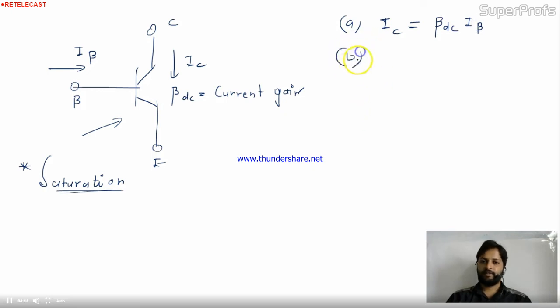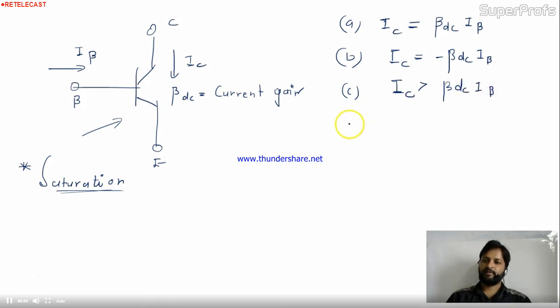Option B is IC is always equal to beta DC of IB minus something. Option C is IC should be greater than beta DC of IB. Option D is given IC should be less than beta DC of IB. Now tell me which option will be correct.